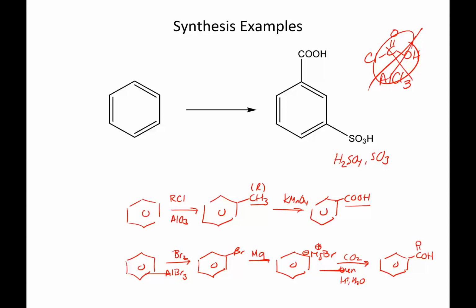So the CO2 with the Grignard makes carboxylic acid. So there's no real easy way to get a carboxylic acid group on the ring other than to do these two and three step syntheses. So if I did this, it wouldn't matter what group I put on the ring first because they're meta and these are both meta directors. So that's how we get a CO2 group on the ring.